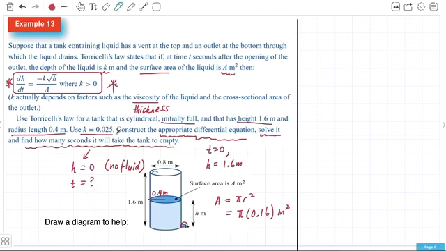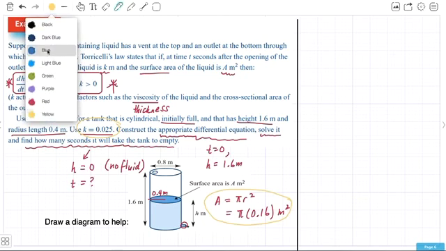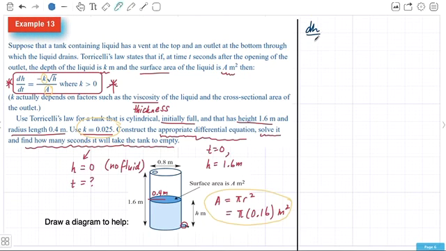k is 0.025. I'll just highlight these in yellow. We know that, and we know A. So we can put k and A into our differential equation. So we've got dh/dt equals negative k, which is 0.025, times the square root of h, over A, which is 0.16 times pi. And that is going to be our differential equation.